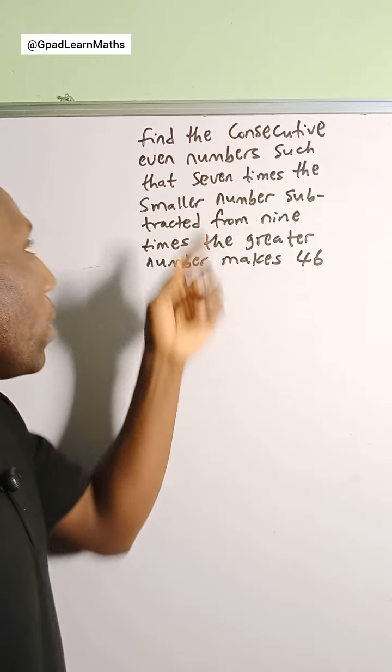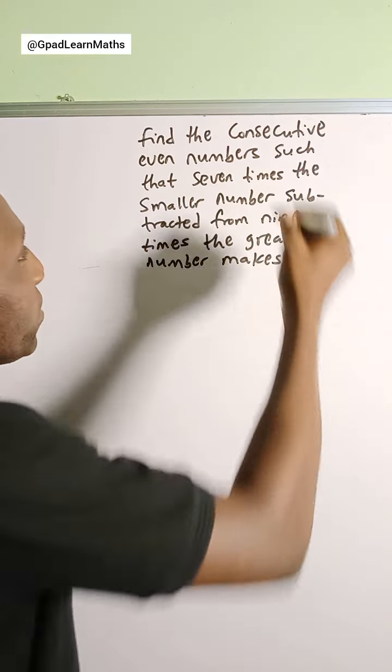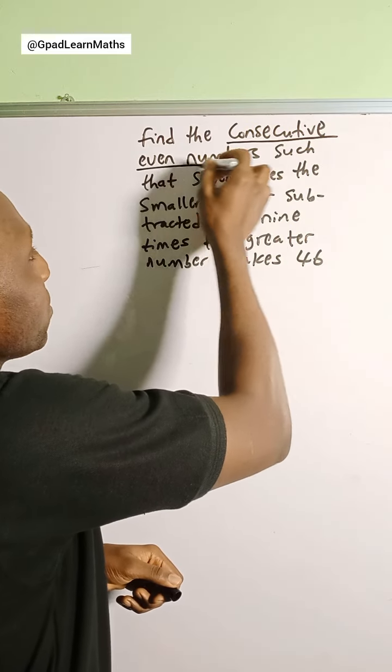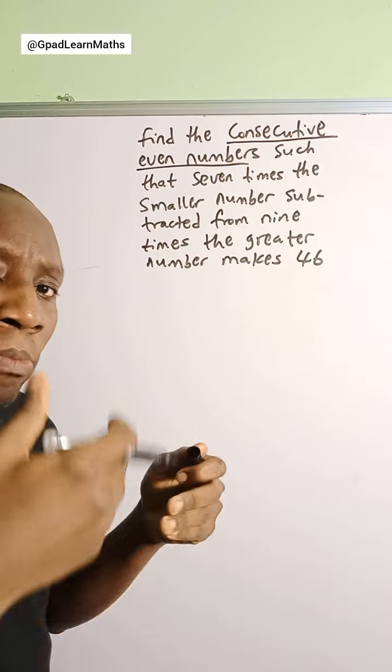Now let's consider this word problem. It says find the consecutive even numbers. Let's even start from there. Consecutive even numbers. What do we mean by this? When even numbers follow each other in an unbroken sequence.